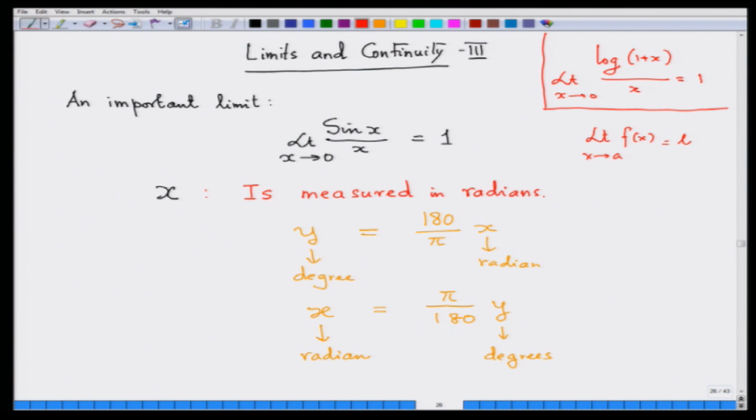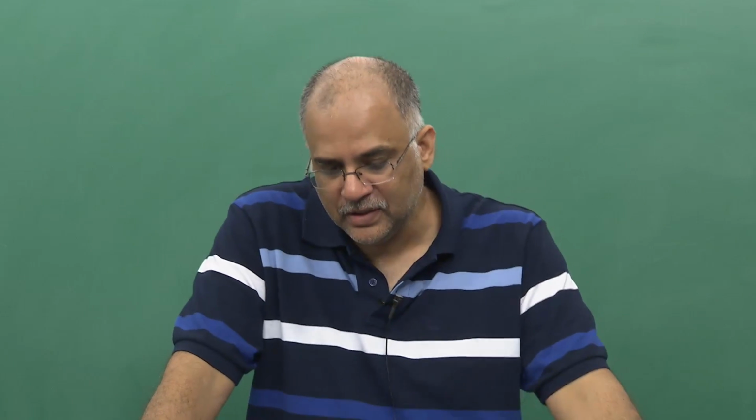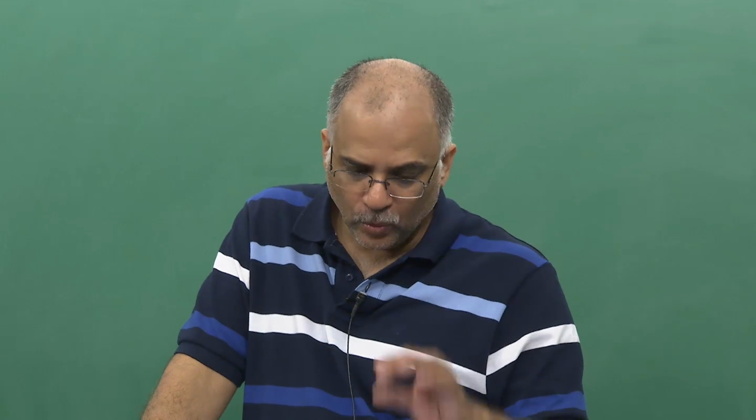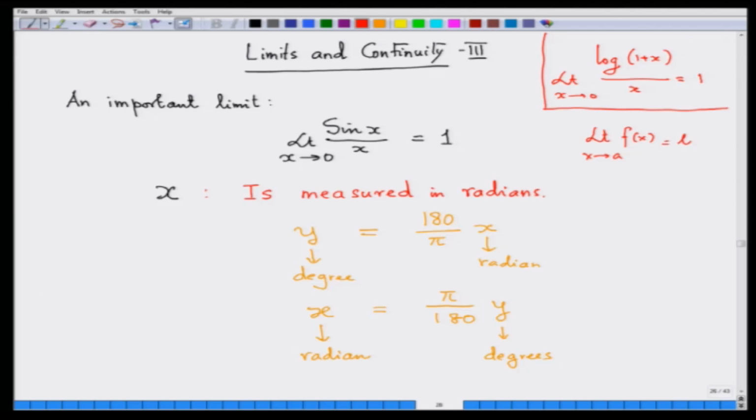We are going to give you a very small geometric proof of this fact. There is also another easy proof of this fact which you will learn when we talk about L'Hospital's rule of finding limits, when we study derivatives in the next classes. It is important to understand that whenever in trigonometry we are talking about sin x, cos x, tan x, whatever, this x is measured in radians.